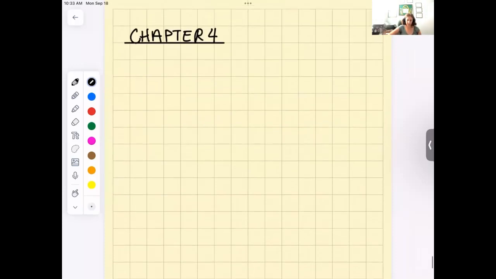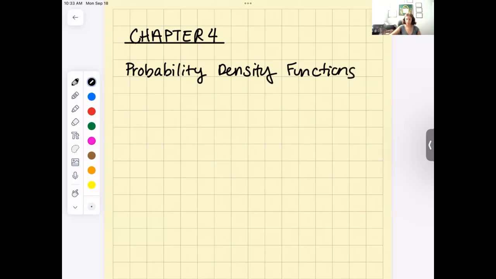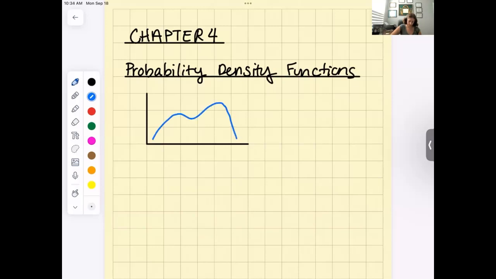Chapter four starts by talking about probability density functions. So let's write that down. So, let's say you have this graph, and it might look like anything, who knows? Okay, and this might remind you of a tidbit of calculus where you're like, I want to know between these two points, A and B, right?